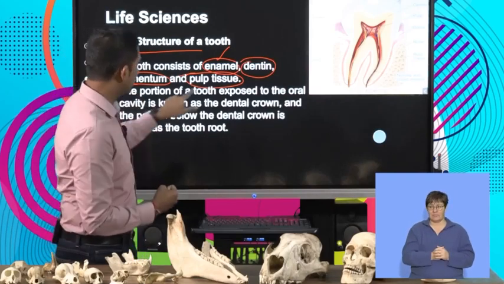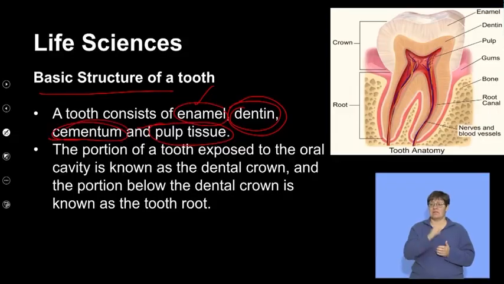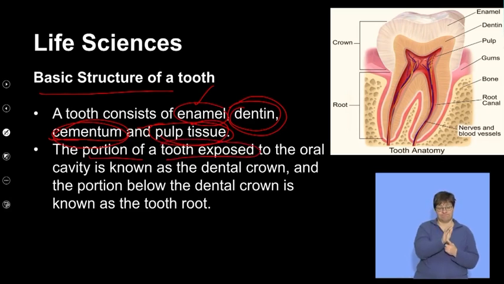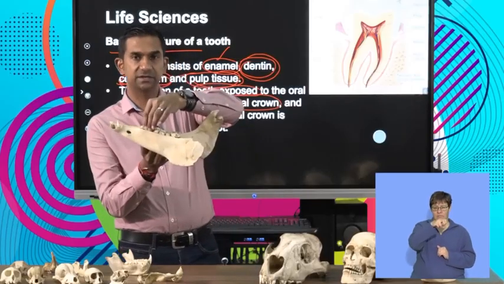You've got dentine that maintains the teeth. You've got the cementum, which cements the teeth into the bed of the jaw. And you've got the pulp tissue in which the root of the tooth is embedded and supplied with nerves and blood vessels. The portion of the tooth exposed to the oral cavity is known as the dental crown. So what we look at when we look at the jaw is the dental crown.